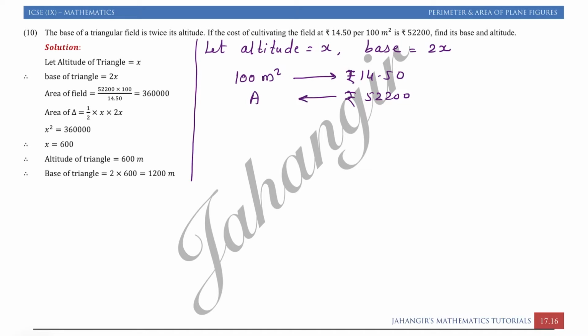So we will find total area. So therefore area is equal to 100 into 52,200 upon 14.50. So just remove decimal and cancel out. You will get 360,000 meters square.